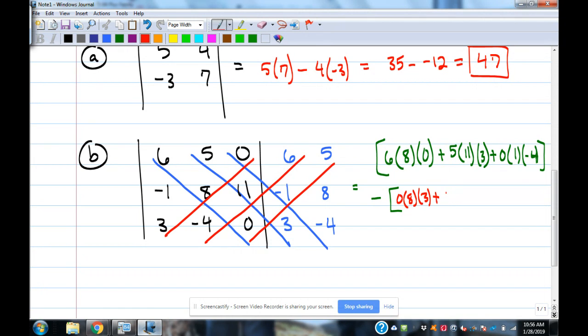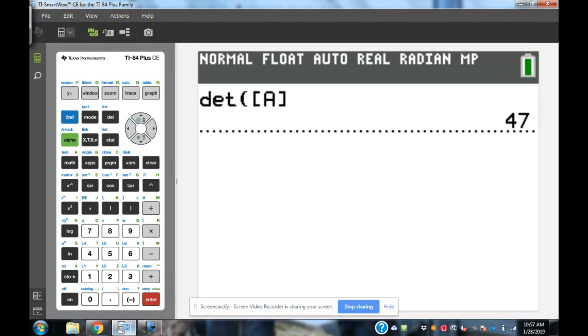Six times 11 times -4. 5 times -1 times 0. I would work these out. So here, this is easy because you got to multiply by 0, so that whole thing's going to be 0. So we end up with 5 times 11 times 3, which would be 55 times 3, which would be 165. I think. Check and see.